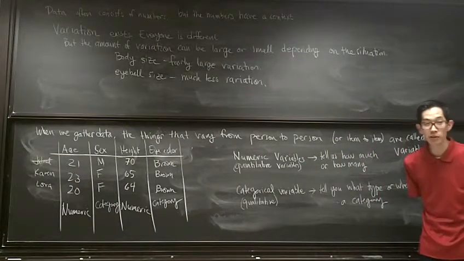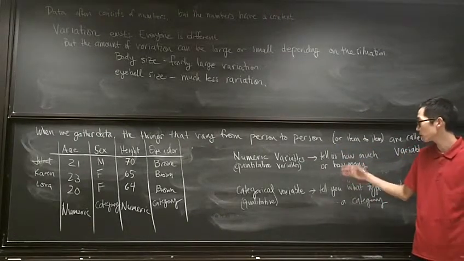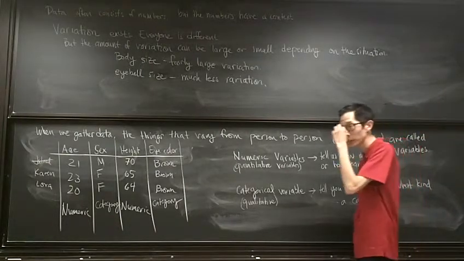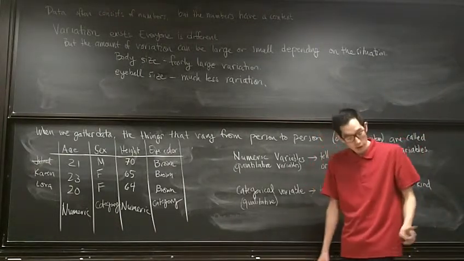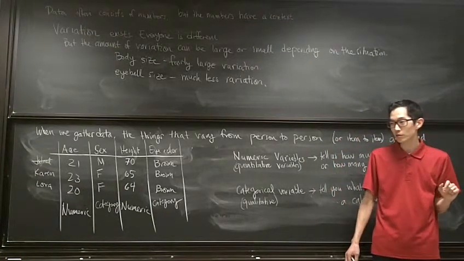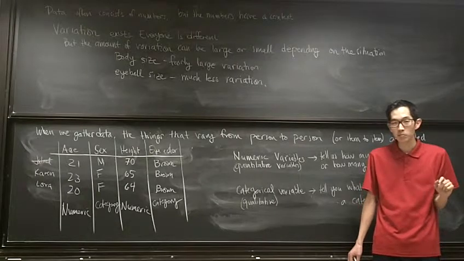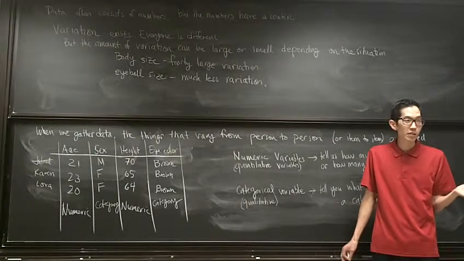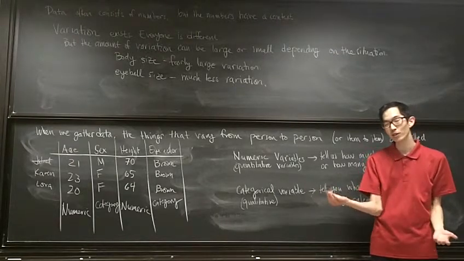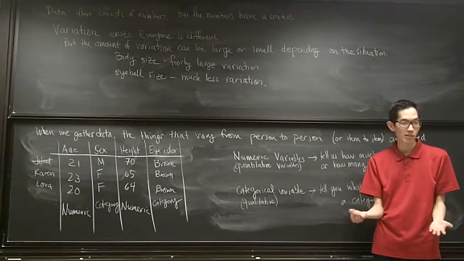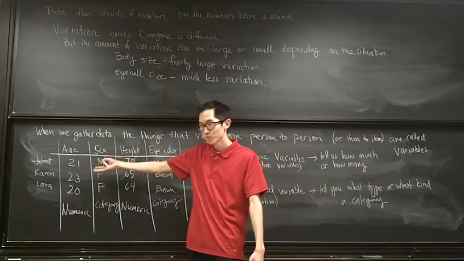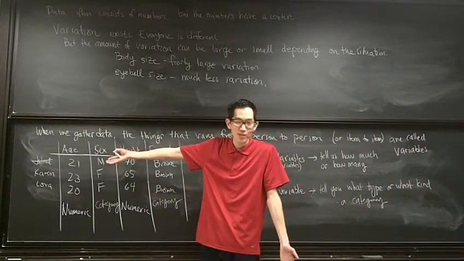Zip code would be categorical. Zip code does not tell you a quantity. It doesn't tell you how much or how many. If you want to think about whether something makes sense as a numeric or categorical variable, just ask yourself, does it make sense to compare and say that something has more or less? So does it make sense to say someone has more years of life?